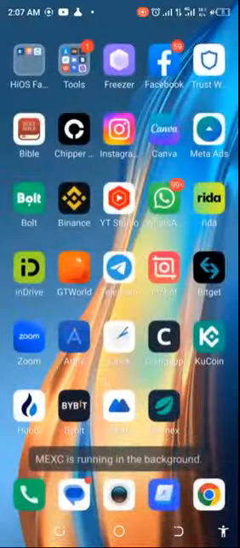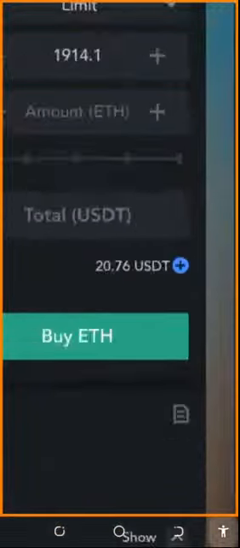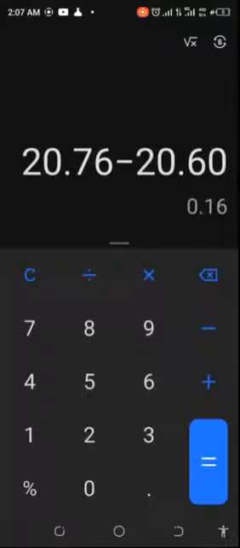So let's just go to our calculator and do the mathematics. Okay, so what that means is that 20.76, am I correct? 20.76. Yeah. So 20.76 minus 20.60. 16 cents. Yeah, it wasn't exactly so fantastic, but it's something. I mean, the fact that we had to go all these merry-go-rounds.